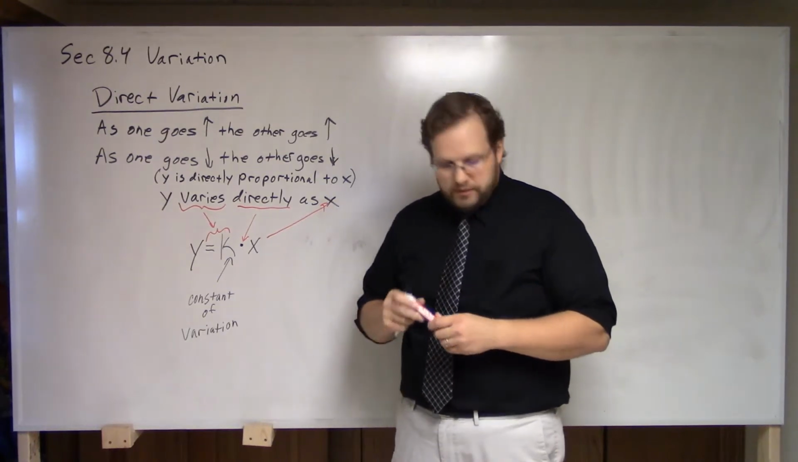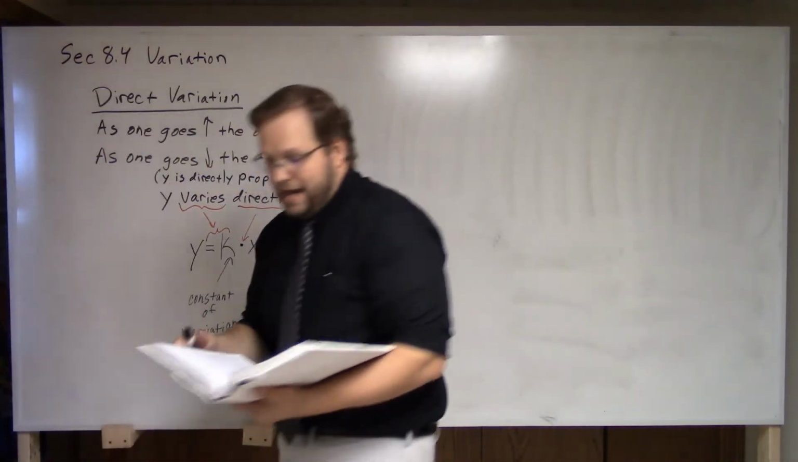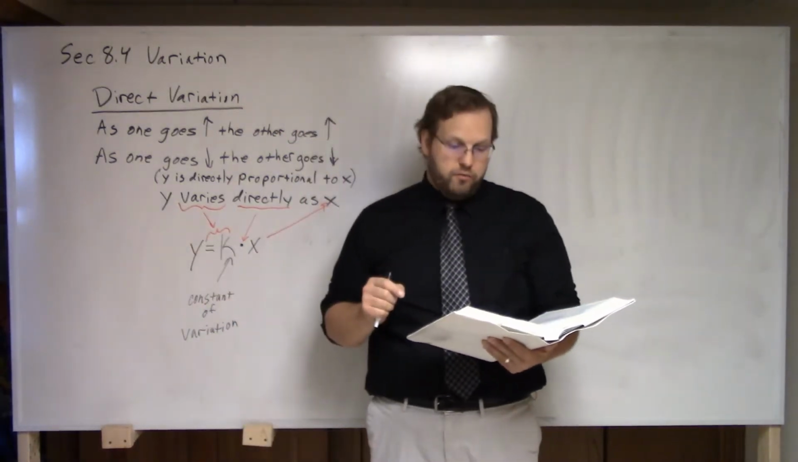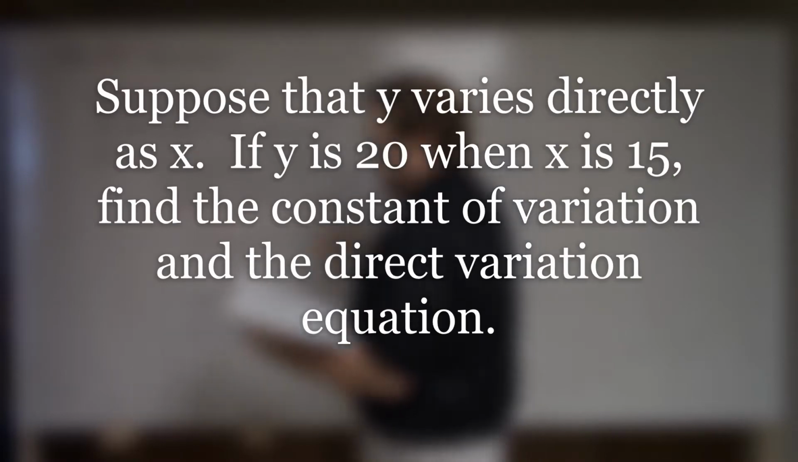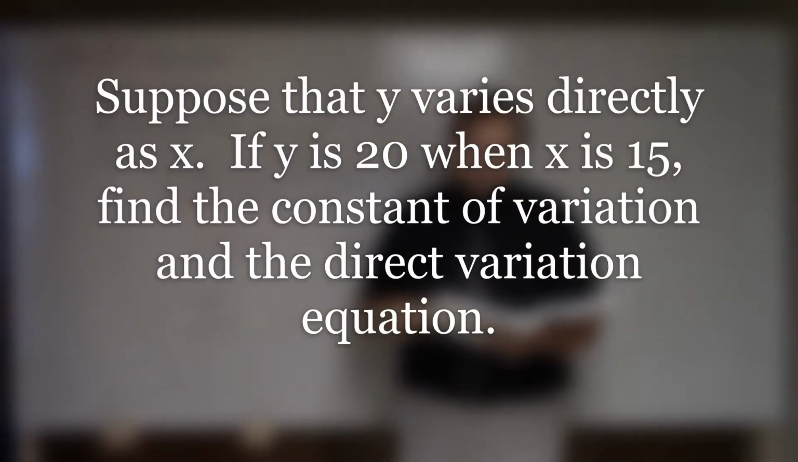Okay, so let's look at a few examples of this. I am looking on page 543. This is practice 1. And it reads, suppose that y varies directly as x. If y is 20 when x is 15, find the constant of variation and the direct variation equation.